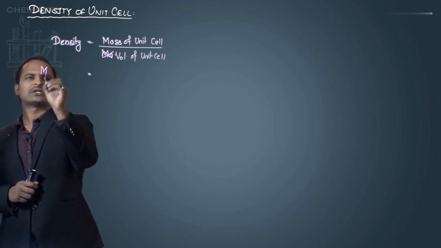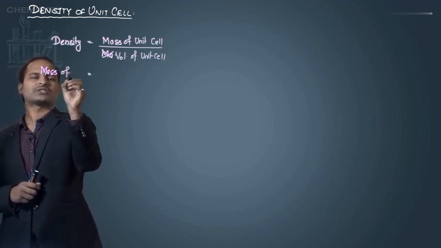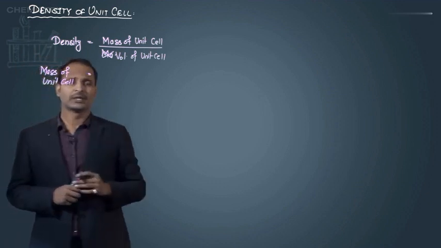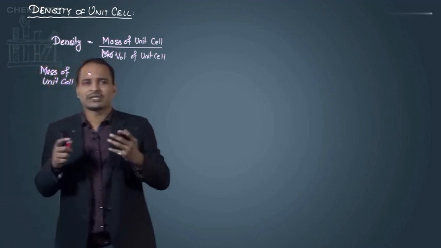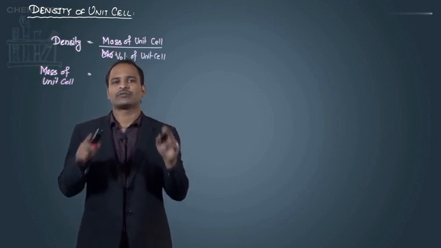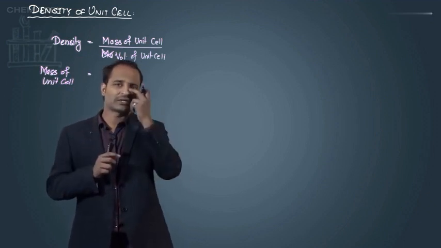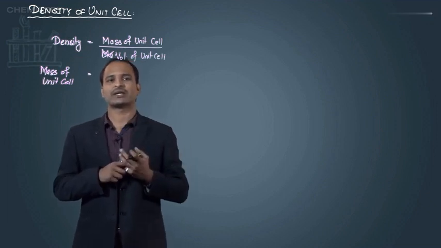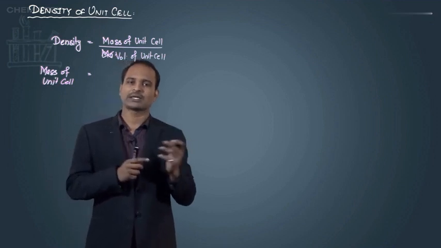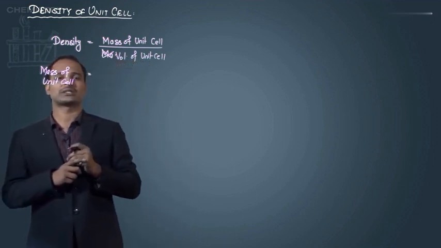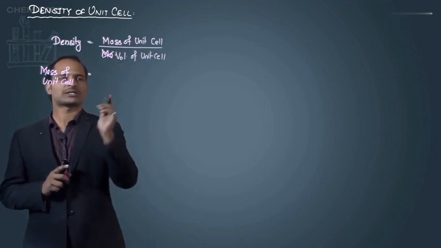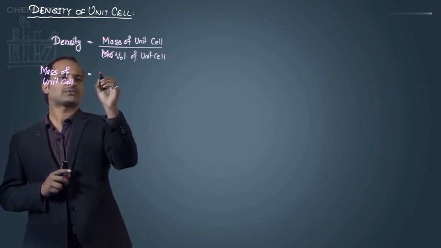Then the mass of a unit cell. The unit cell is an imaginary diagram which we just draw to know the arrangement of particles. The unit cell doesn't have its own mass; it depends upon the particles we get by drawing them. As I said, the unit cell is an imaginary diagram, so being imaginary, it doesn't have its own mass. Hence, I can say that the mass of the unit cell is nothing but the mass of those particles which are present in the unit cell.